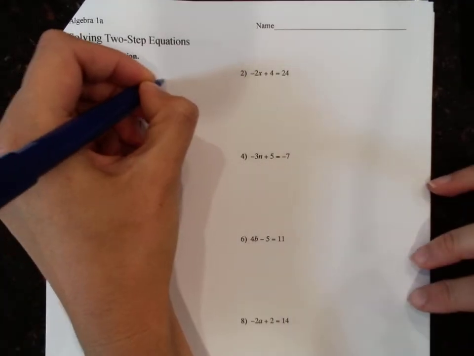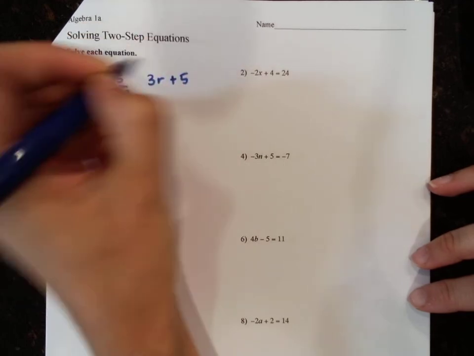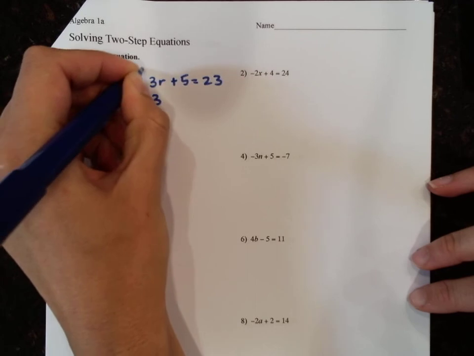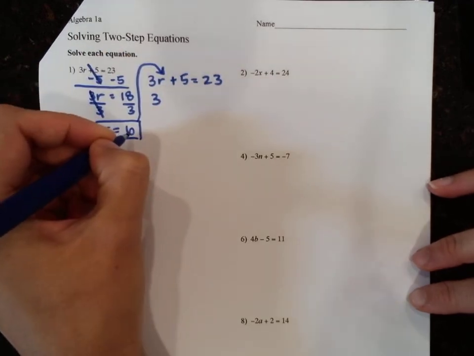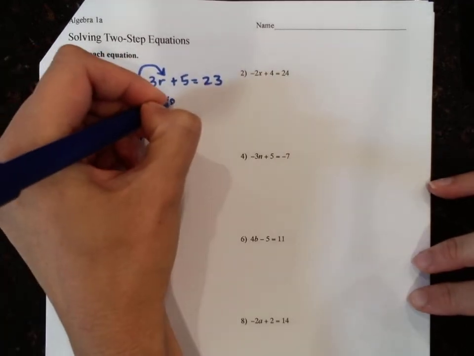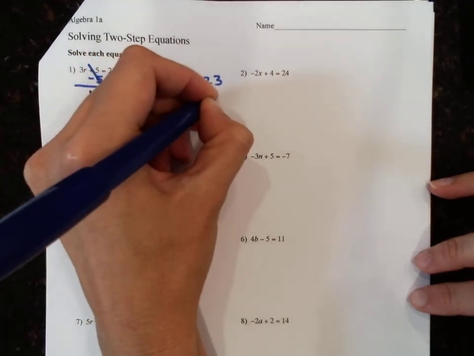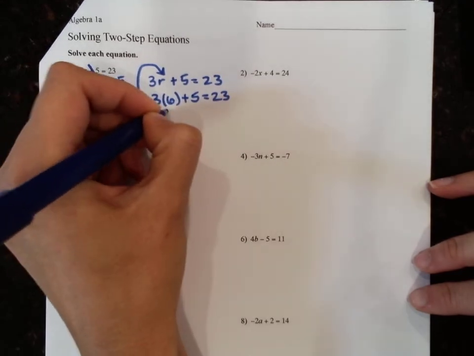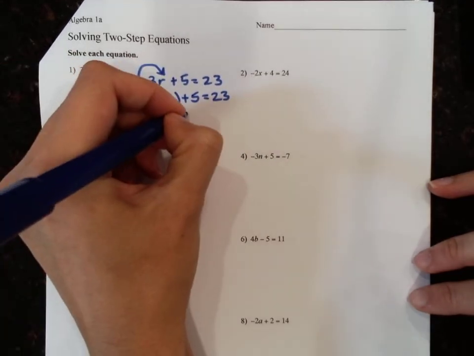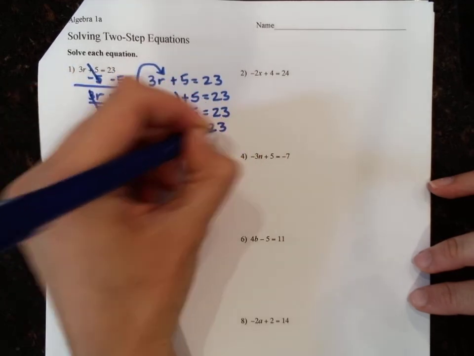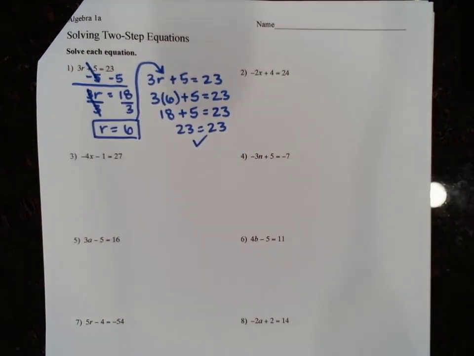So we're going to go back up top. We have 3r plus 5 equals 23. We're going to take r and substitute it in. We're going to plug in 6. So 3 times 6, because we think r is 6, plus 5, does that equal 23? We have 3 times 6, which is 18, plus 5 equals 23, and 23 equals 23. So we know we did it correctly. Okay, so you're going to go ahead and do that for your assignment.